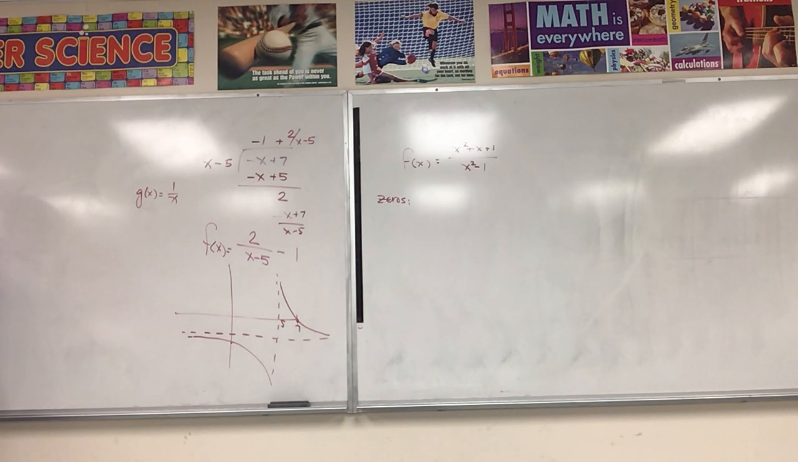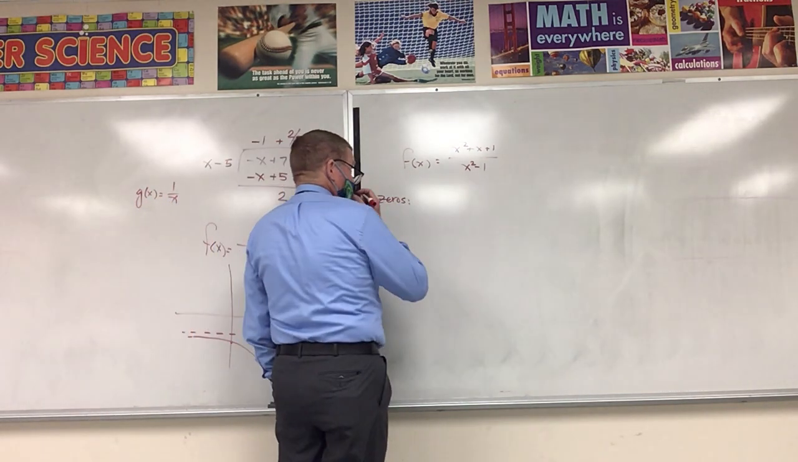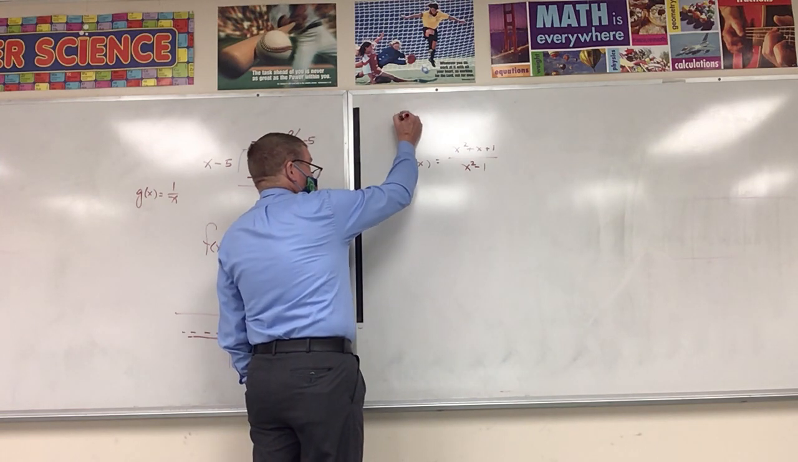If I try to factor that, I'm looking for factors of 1 that will add up to equal 1. 1 times 1, no. Negative 1 and negative 1, no. There is none. My only factors of 1 are 1, and those don't add up to 1. So therefore, do I have any zeros? No, no zeros. I can double check just by doing my discriminant.